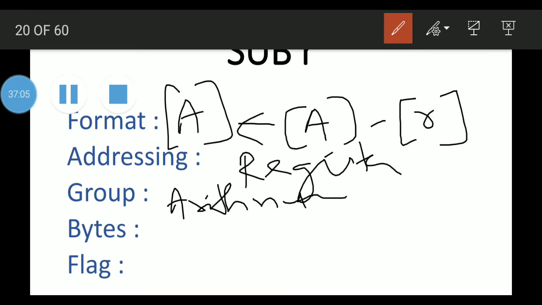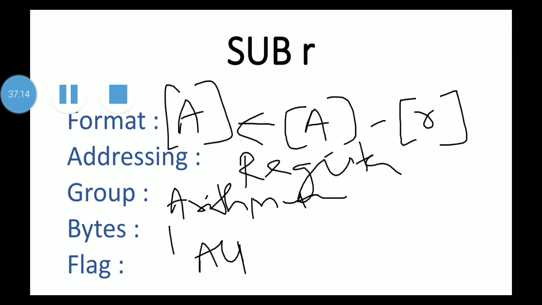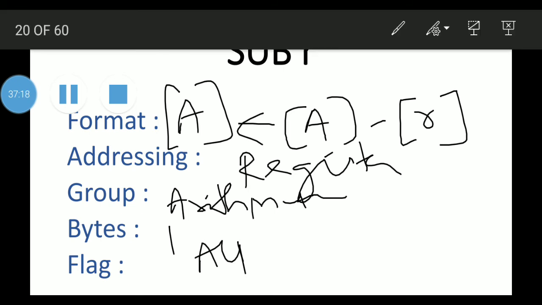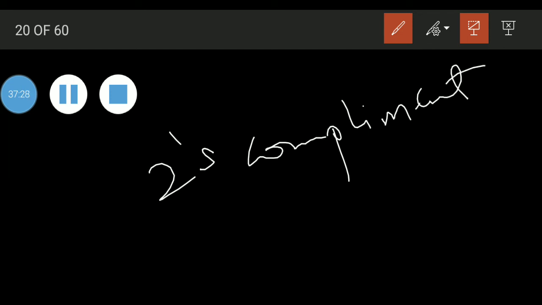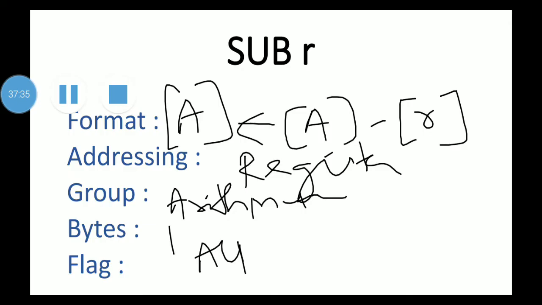Register group, arithmetic, single byte, all flags. Now always remember the subtractions are performed in microprocessor with the help of 2's complement method. It uses 2's complement method to do any subtraction work. Microprocessor uses 2's complement method to do subtraction. Okay, let us go to our example.